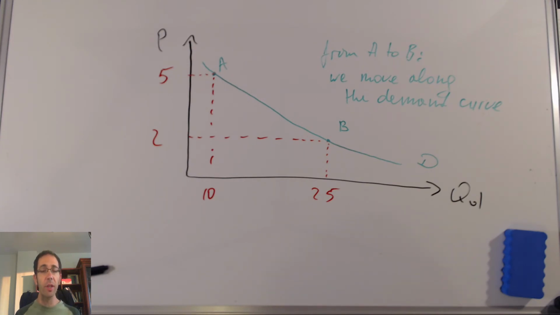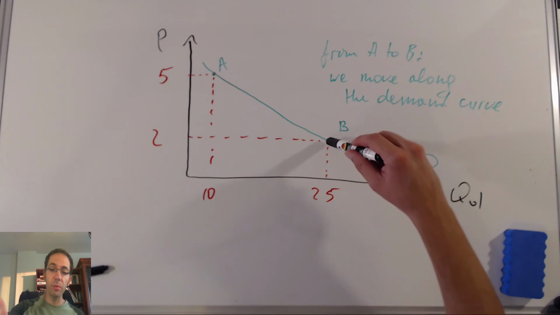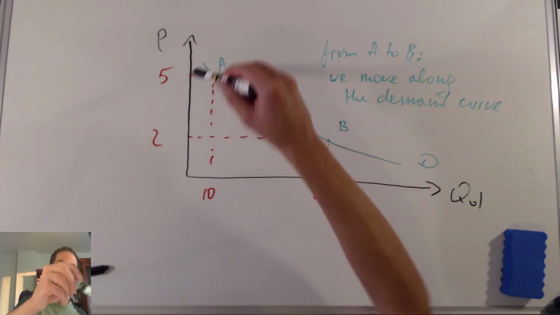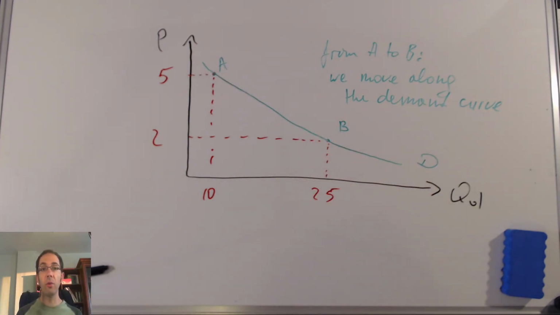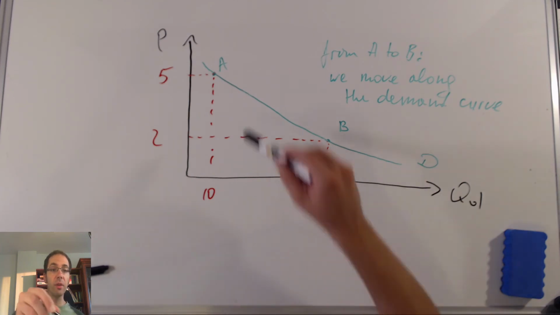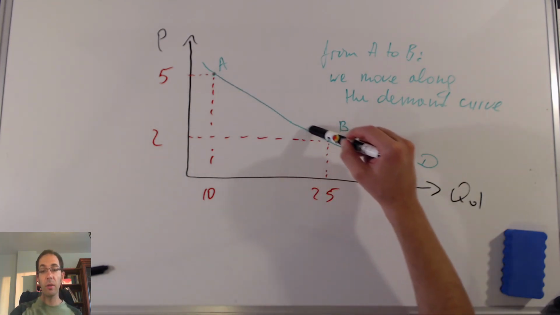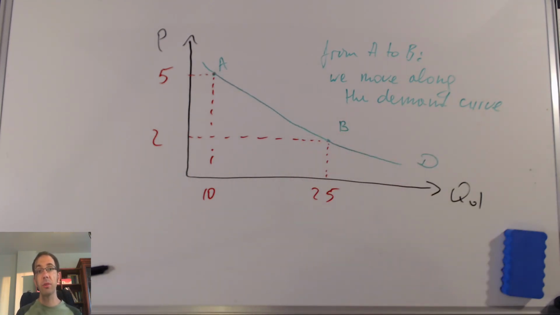So whenever the price changes, we move along the demand curve, and if the price is increasing, we are going to be moving this way, and the quantity demanded will be falling, and if the price is falling, we will be moving along this way, and the quantity demanded will be increasing.